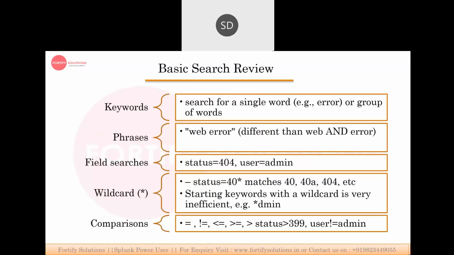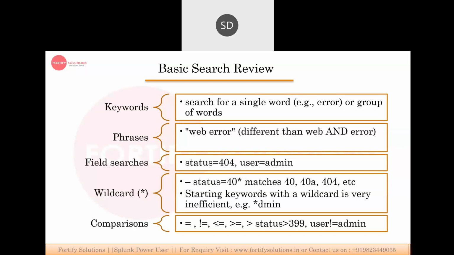So basically, the very first thing, the basic search review. In Splunk, we have to understand what keywords we use when we are searching. Let's suppose you want to search anything. You can use a single word itself, like error, or a group of words. Okay, so these are the keywords that you can use here.